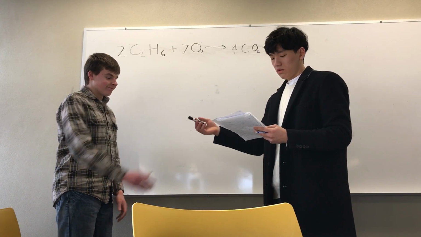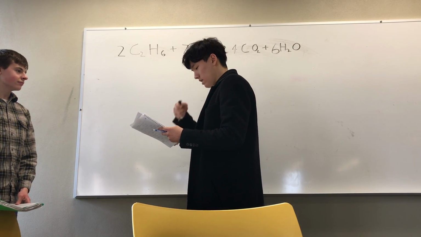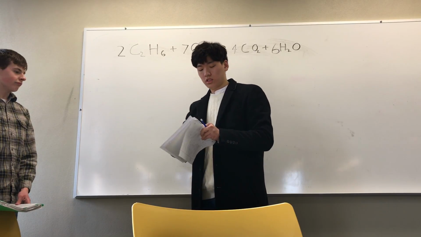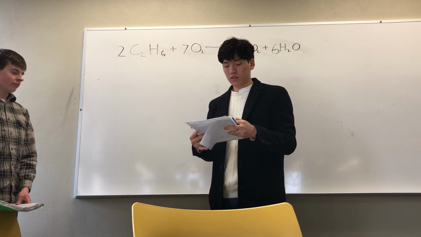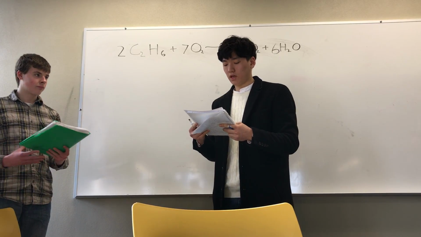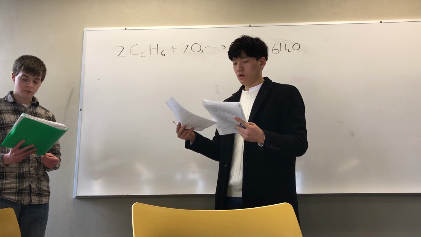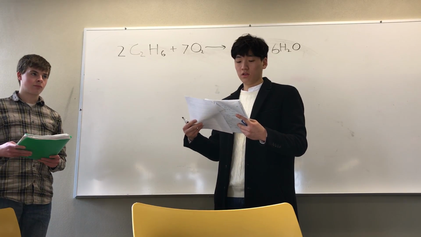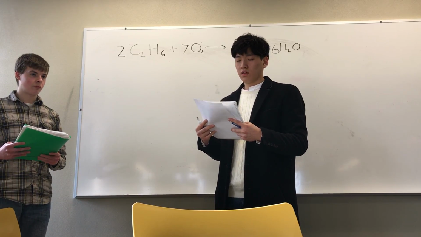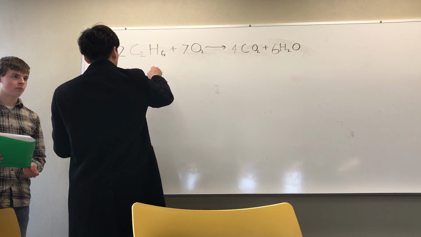So for number A, it says, suppose a chemist mixes 13.8 gram of ethane and 45.8 gram of dioxygen. Calculate the theoretical yield of water. So in order to get the theoretical yield, we first need to calculate the molar mass of each molecule.